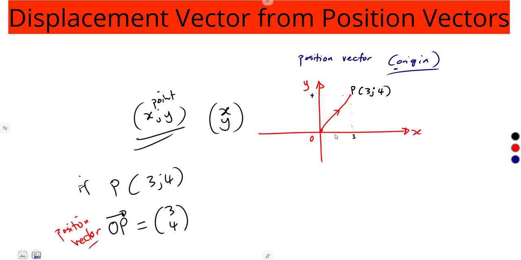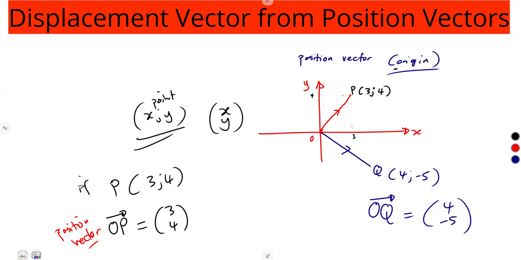So we can be given different points. Let's say there's another point here, which is taken again from the origin, and this point is referred to as Q. And we are given the coordinates of that point. Let's say it is 4, minus 5. The position vector OQ from the origin is simply that point Q in vector form, as a column. That's the presentation that we simply have.